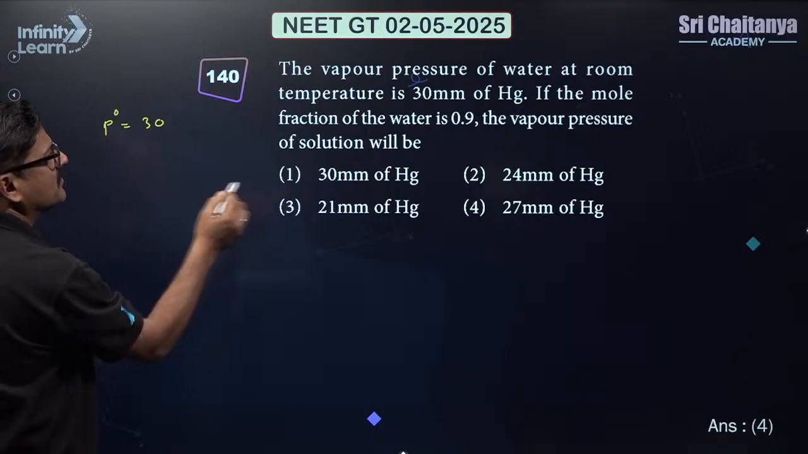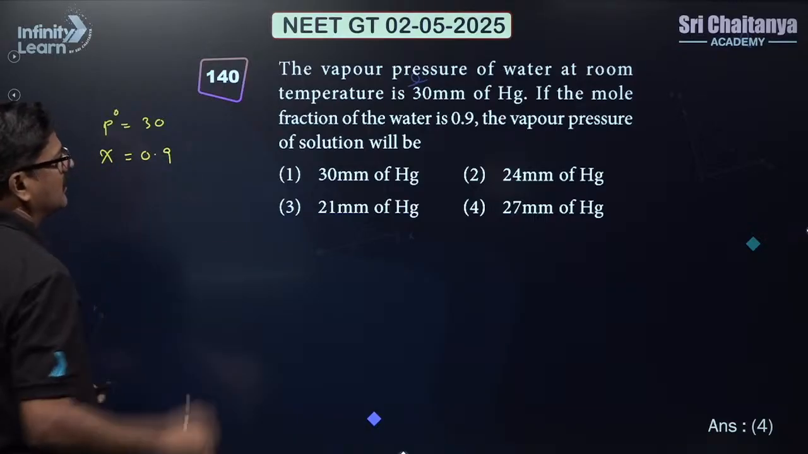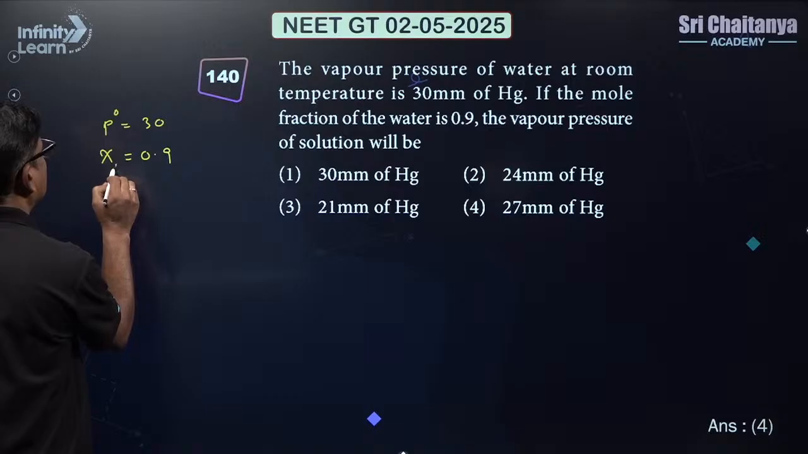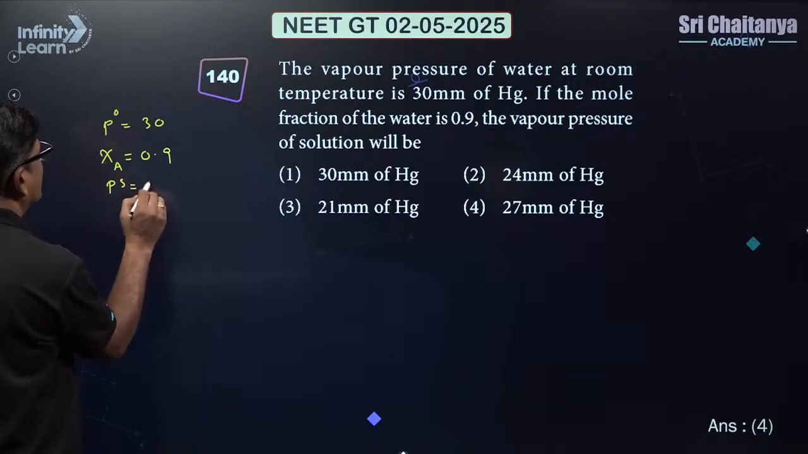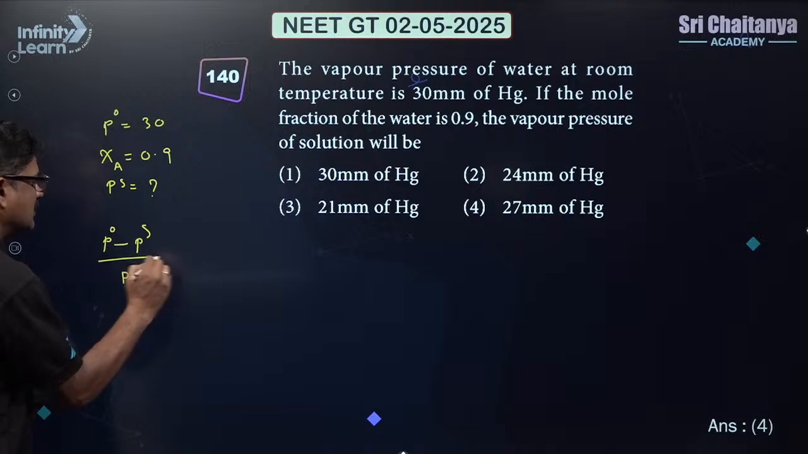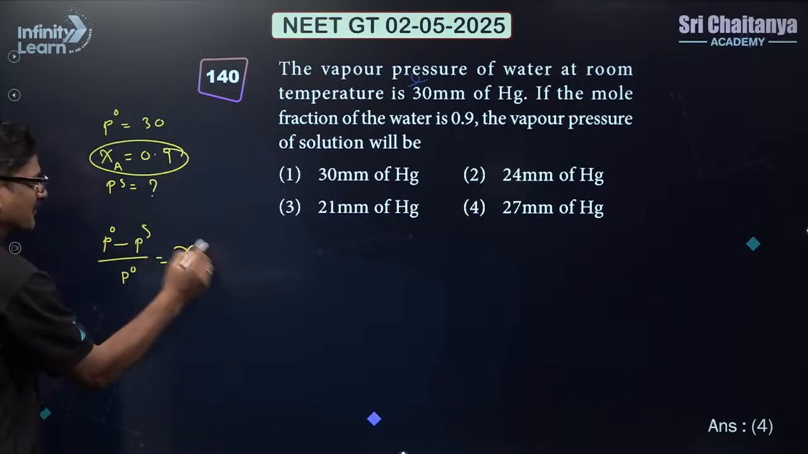And also you can see the vapor pressure of water, it is going to be 30 if the mole fraction of the water is 0.9, and the vapor pressure of the solution is going to be how much? P0 minus Ps upon P0 is equal to mole fraction of solute. Mind it. Here it is a trick.